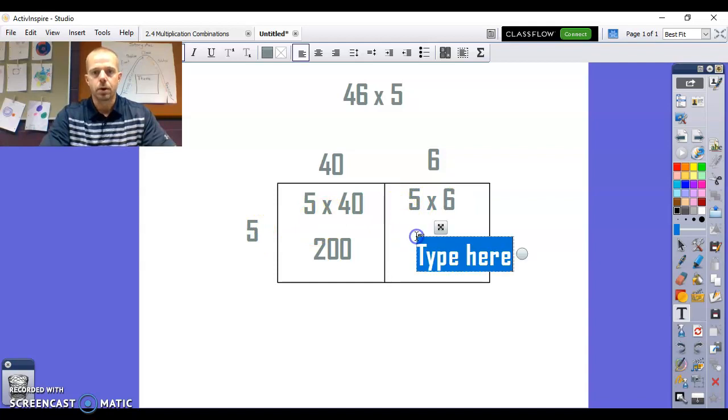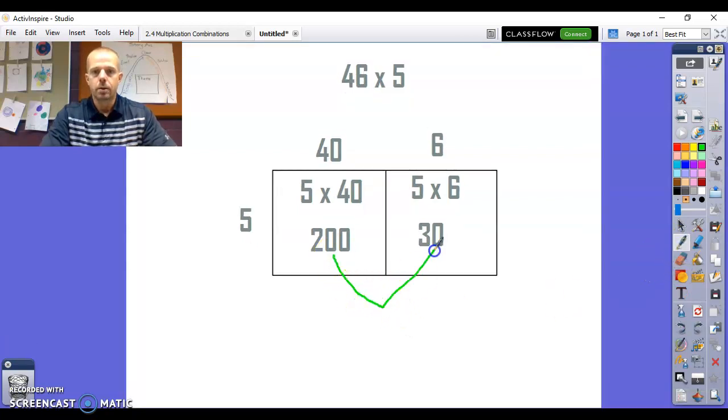Now we have 5 times 6. 5 times 6, our product is 30. And now we have to add these two numbers together.